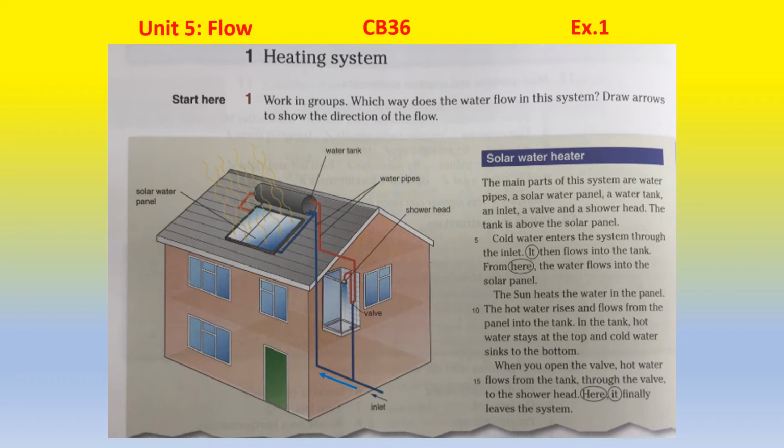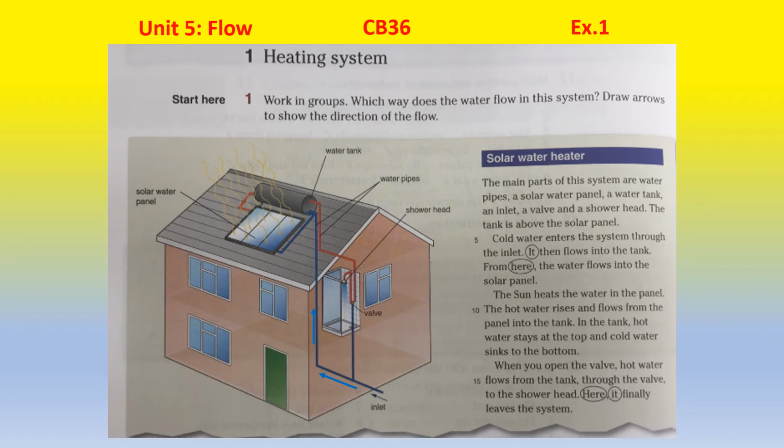Okay, so if we look at the picture here, we have inlet, solar water panel, water tank. Here we have water pipes and shower head. Okay, the shower head is inside the house, the bathroom, and there is a valve. If you open the valve, you get the hot water through the shower. If you close the valve, you don't get the hot water.